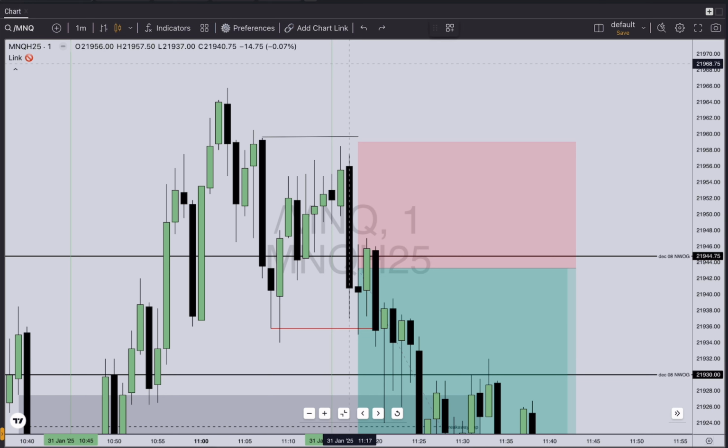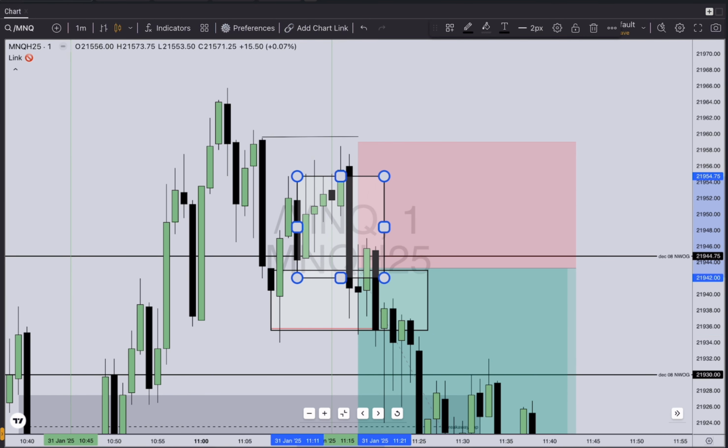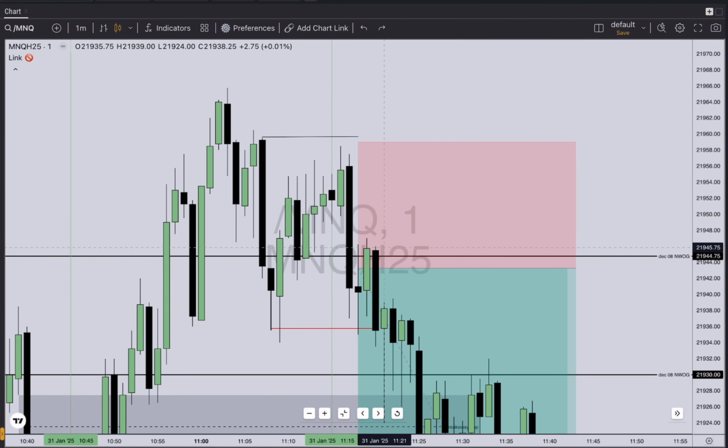So now we have this as a mitigation, also this as a mitigation. We can see how price even tapped into it. Now, do we have another one? Yes, we do. Right here. We traded above it. So this is also mitigation. Now, did we trade back above it? We didn't.